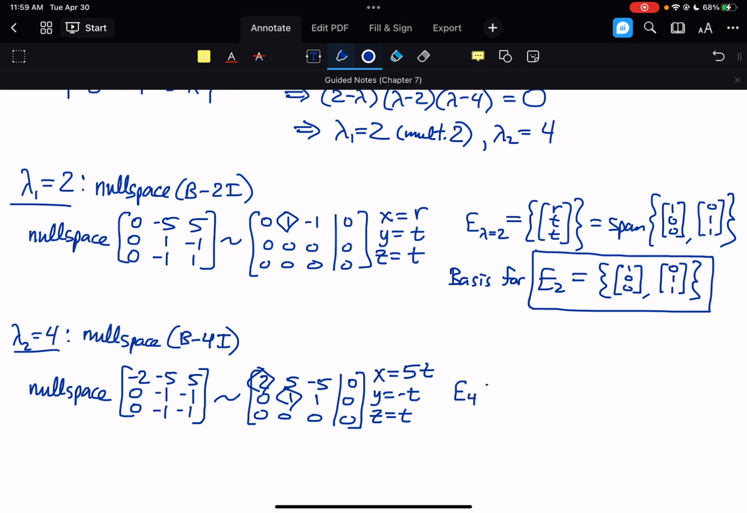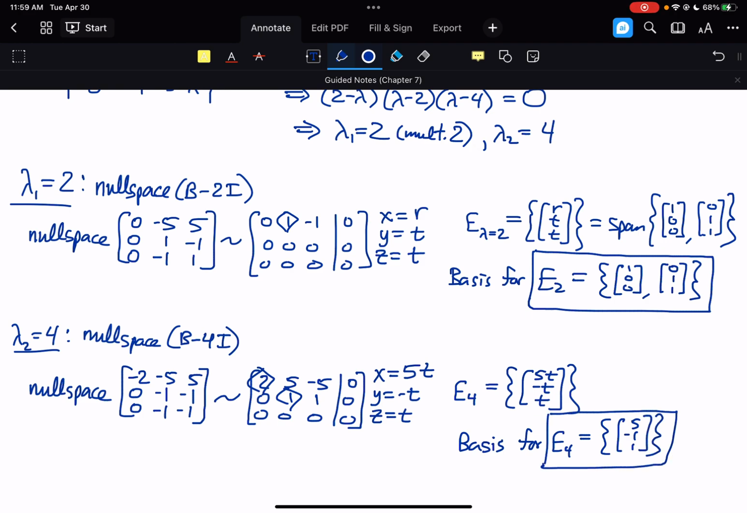So E4 is the set of vectors 5t, negative t, and t. So our basis for E4 is 5, negative 1, 1. And again, it didn't ask us specifically for the basis, but a lot of times we will. We like to just write those linearly independent eigenvectors. So we'll bust out the variables and write the corresponding eigenvector without the free variable attached to it. So those are the eigenspaces.